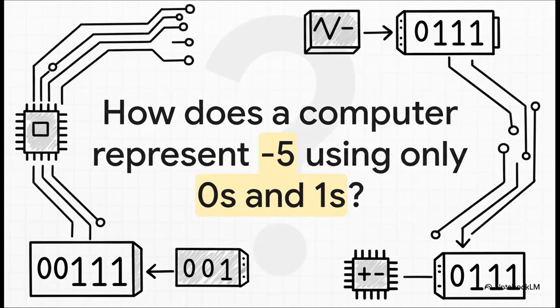So let's just put the question right out there. When you type in -5, what does the computer actually see in its memory? What's the pattern of ones and zeros? It's a really specific puzzle, and by the end of this, you're going to know exactly how it's solved.